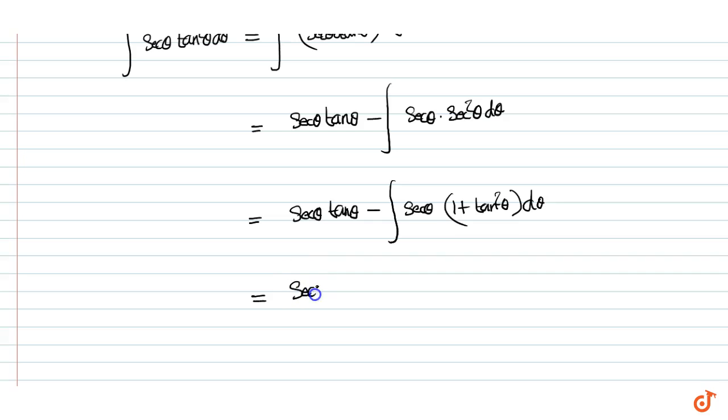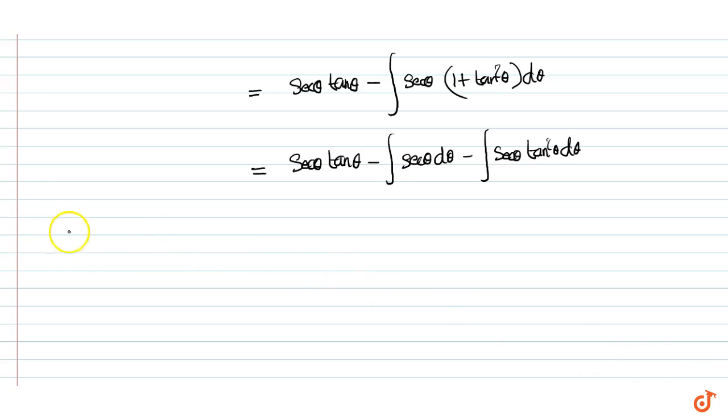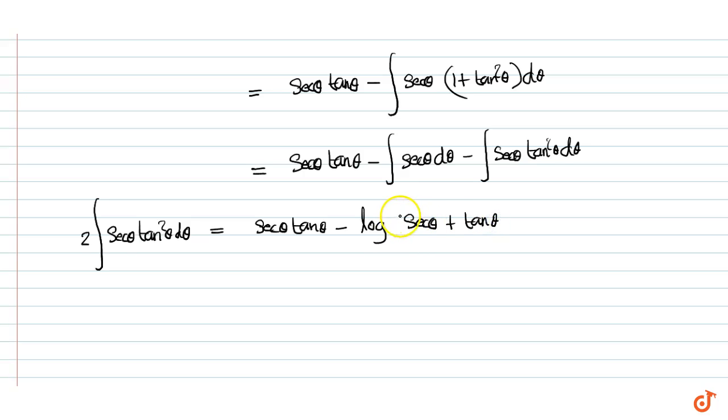This is equal to sec theta into tan theta minus the integral of sec theta d theta minus the integral of sec theta into tan square theta d theta. Rearranging terms, we get 2 into the integral of sec theta into tan square theta d theta is equal to sec theta into tan theta minus log of mod sec theta plus tan theta, plus C1, where C1 is a constant.